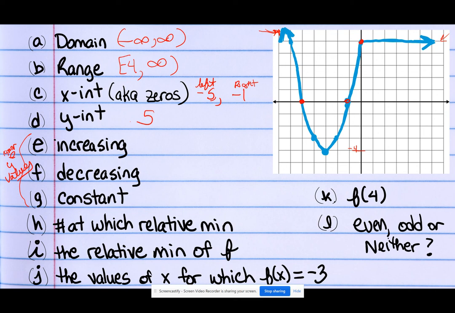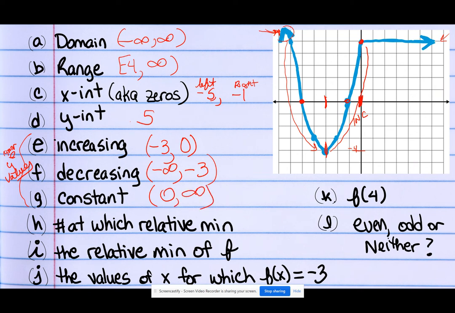It is increasing on this section right here. And the x values for that are -3 all the way up to 0. The x values for that would be -3 to 0. Decreasing is here. And again, we look at the x value. The x value for that would be negative infinity, and the x value for that stopping point would be -3. And then the constant would be 0, that's the x value, to positive infinity.